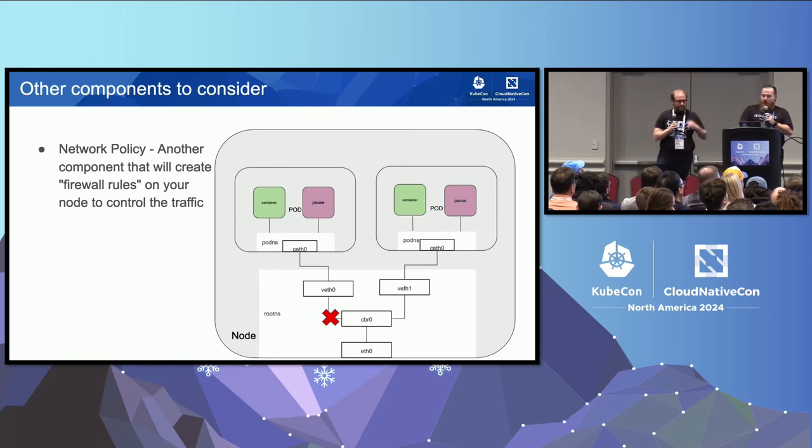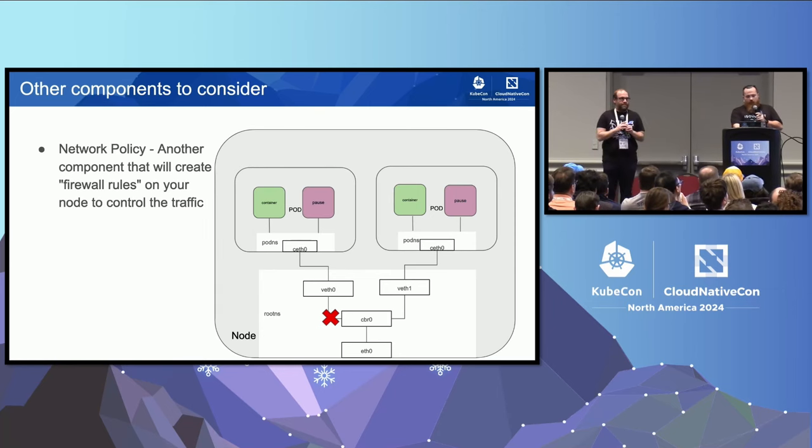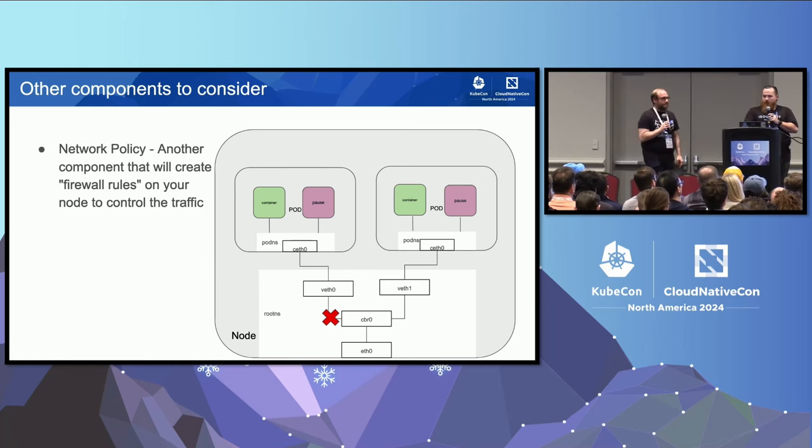Other components to consider. This is, again, a very basic intro to Kubernetes networking. Something to consider is that all of these pods can talk to every other pod by default. So you would need something like a network policy that would deny connectivity between these pods. So from a security perspective, please implement network policies.